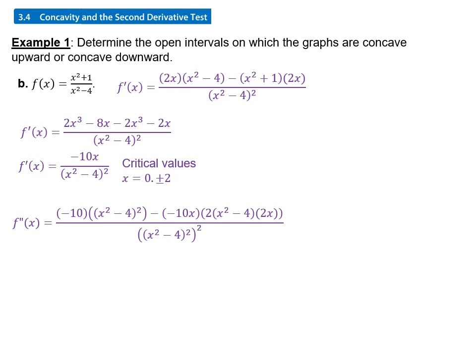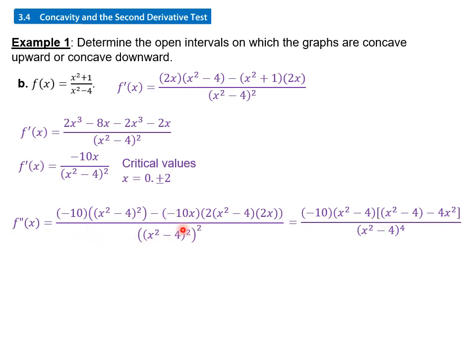Second derivative, derivative of the top is negative 10 times the bottom minus negative 10x times the derivative of the denominator, which is going to be 2 times x squared minus 4 times 2x because chain rule. But then I can make life a little simpler. Oh, and don't forget the bottom. We square that, so x squared minus 4 squared squared. On the tops, I can pull out an x squared minus 4 from both terms, and I can pull a negative 10 out of both terms.